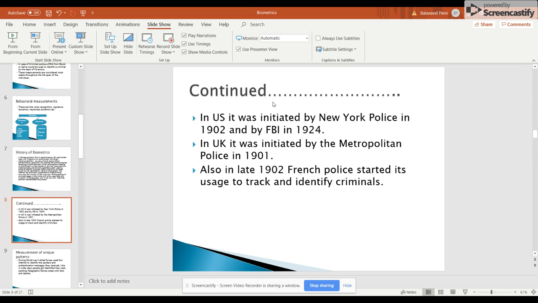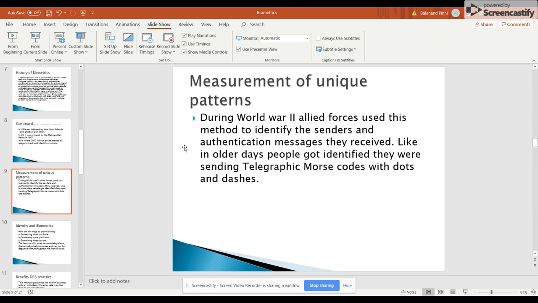In the US, it was in 1902. In New York, it was done by the New York Police, the FBI in 1924, and in the UK in 1901 it was the Metropolitan Police. In France, it was in 1902 to identify criminals. Now we are looking at measurement of unique patterns, and this was done during World War II. The Allied forces used this method to identify the senders and the authenticity of the messages they received. So they were identifying who was sending those Morse codes with dots and dashes.